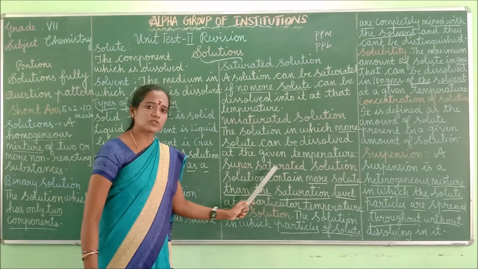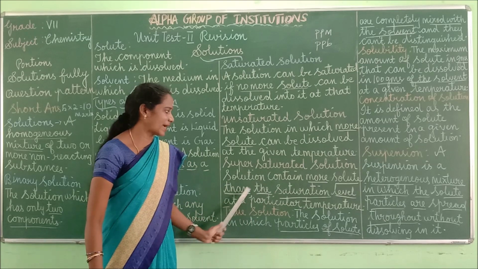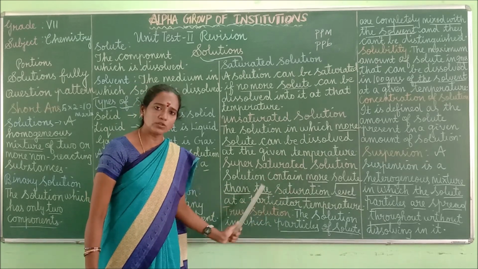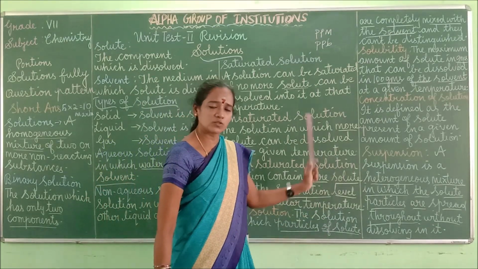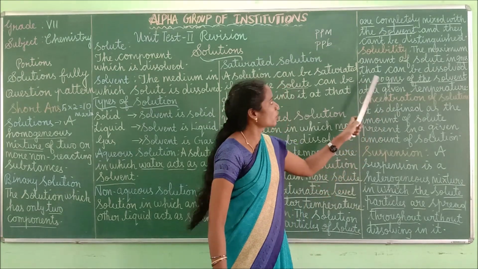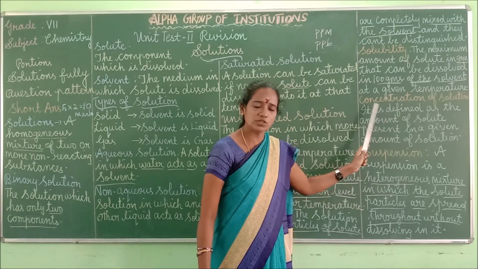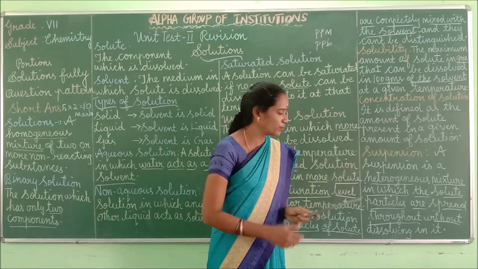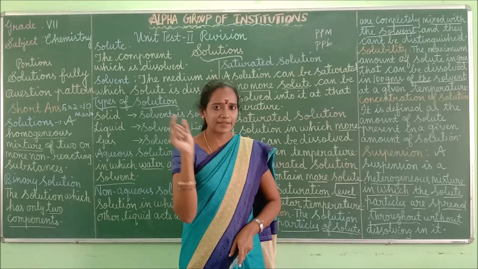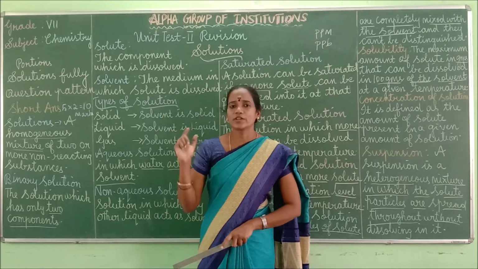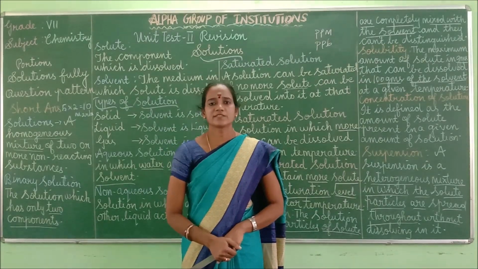Next, supersaturated solution. Here the solution contains more solute than the saturation level. Next, true solution means the particles of solute are thoroughly mixed with the solvent. Next, solubility and concentration of solution. In concentration of solution, you should learn about the mass percentage as well as volume percentage. And finally, suspension. Suspension is a heterogeneous mixture. Underline the words heterogeneous mixture. In this way, you have to prepare for the unit test, children. Prepare well for the test and write the test well. All the best.